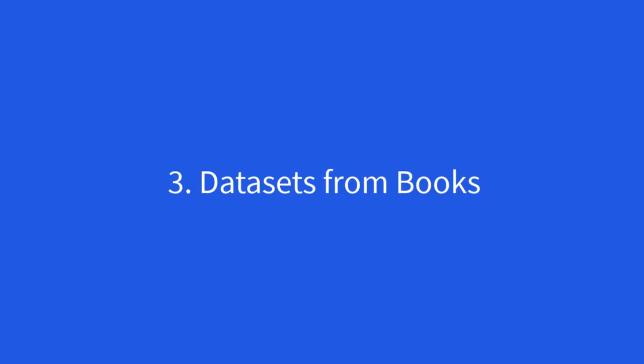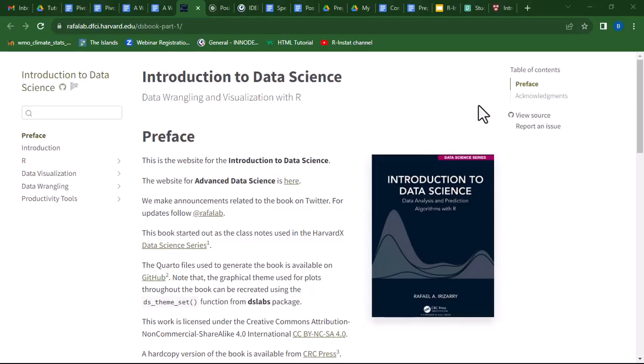Next are datasets from books. The Introduction to Data Science book, which we really like, has a partner package called dslabs. You can buy the book or use an online version here. We really like the coverage of data visualization and data wrangling, tidying for statisticians in this book, so could consider other examples of data from there.